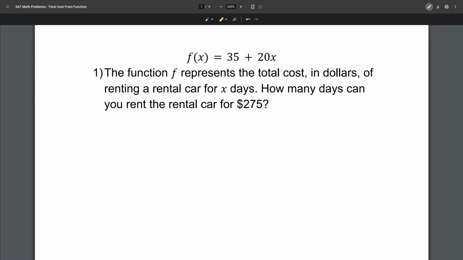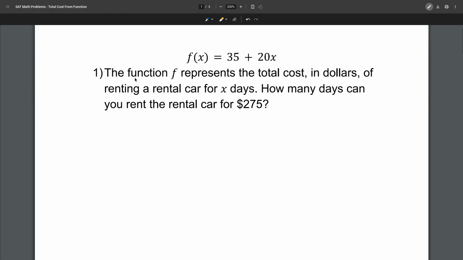In this video, we're going to look at linear functions that represent the cost of something. This could be a potential SAT question that you might come across. Let's take a look at question 1, and you'll see what I'm talking about here. We have the function f of x equals 35 plus 20x.